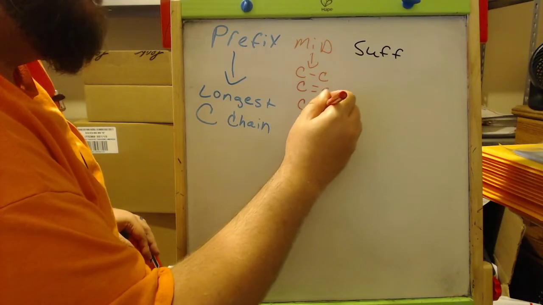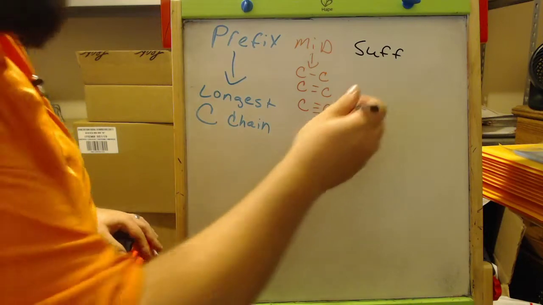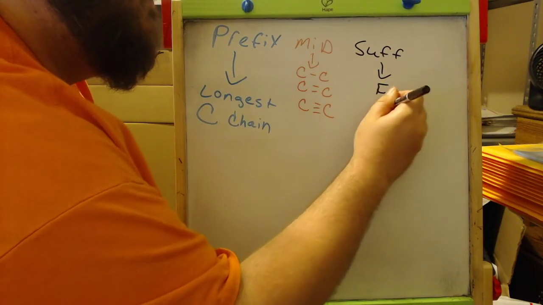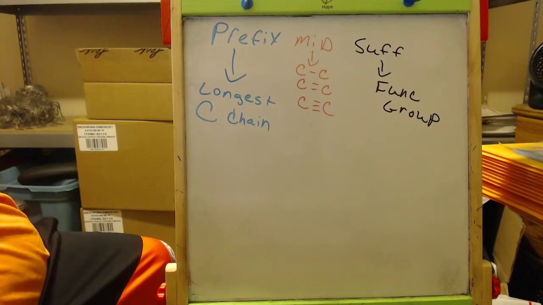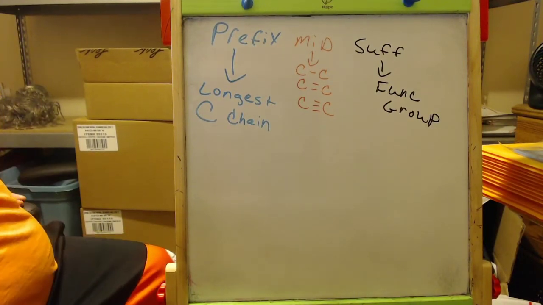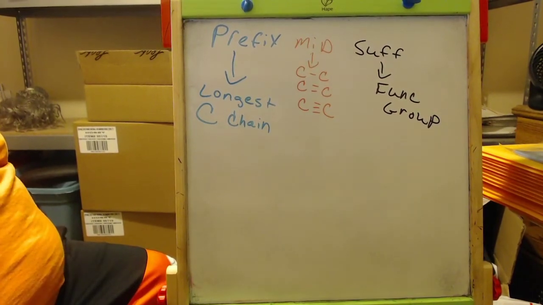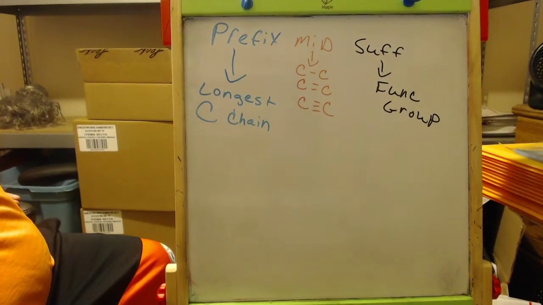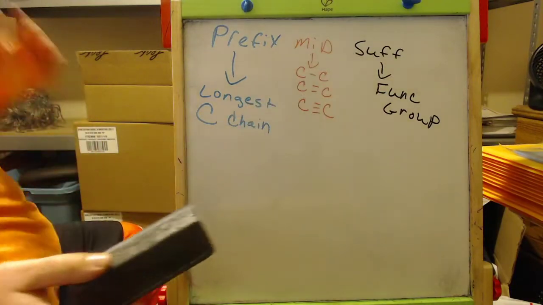Is there a single bond? Is there a double bond? Is there a triple bond? And the suffix depends on what functional group is attached. Okay. Now, for a list of functional groups, you can look right at the beginning of this book, like the first page in there. Yep, right past the cover. It gives you all of them right there. And let's start with the prefix, and we'll come back to the middle and the suffix and all of that.